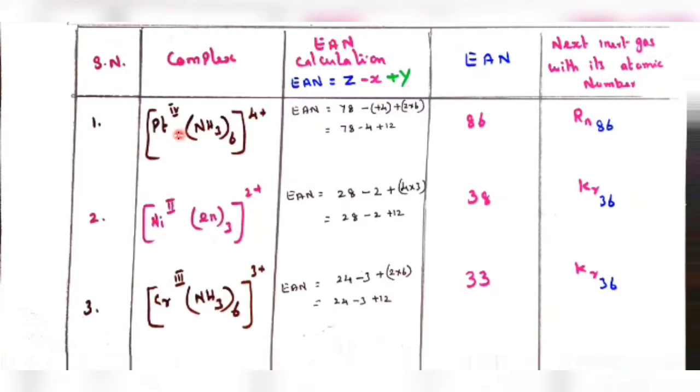Now the example: platinum, NH3 6, 4 plus. It is a cationic complex. The name of the complex is hexaammineplatinum(IV) ion. For the EAN value, the atomic number of platinum is 78 minus X, and it is a plus 4 valency, so minus (plus 4), plus Y, the coordination number is 6. It is unidentate, so 2 into 6. So 78 minus 4 plus 12, we get 86. That is nothing but the atomic number of radon, 86.